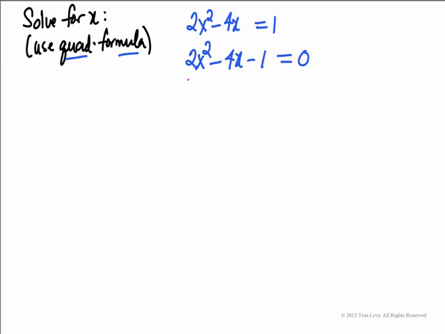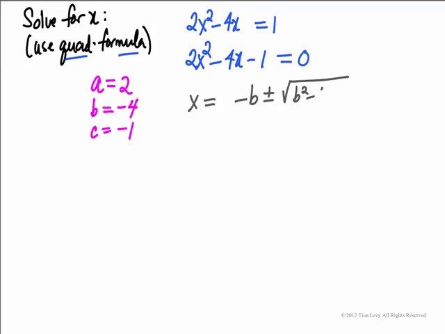Once you have 0, then you identify a is the coefficient of x squared, which is 2. b is the coefficient of x, which is negative 4. And c is negative 1. We're going to put that in the quadratic formula, which is minus b plus or minus the square root of b squared minus 4ac all over 2a.